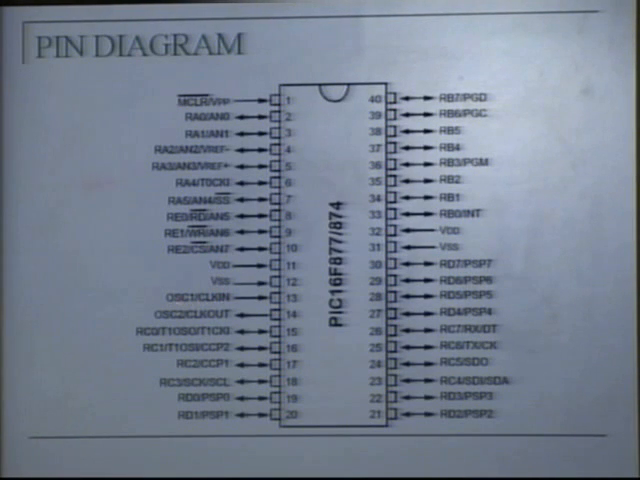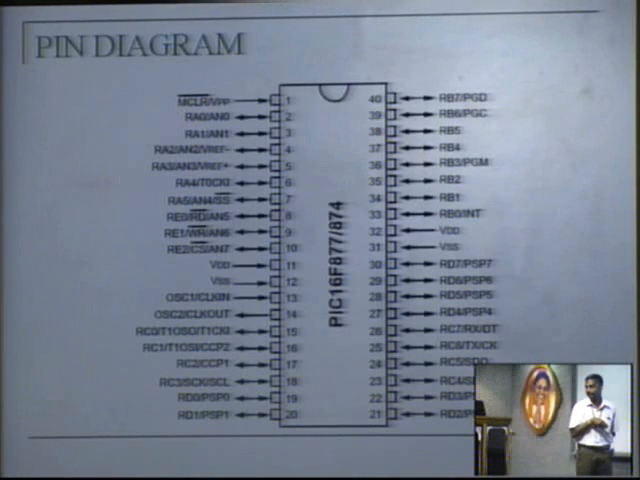Here you can see oscillator 1 and oscillator 2, these two pins, pin number 13 and 14. These are used for connecting your crystal oscillator. And the first one is memory clear, that is used for connecting your reset. That is, whenever you are applying a ground, it will be reset. Or at the time of startup, if you are giving VPP, that is your VCC itself, it will be reset. At the time of switching on, you will be giving VCC, then it will be reset.